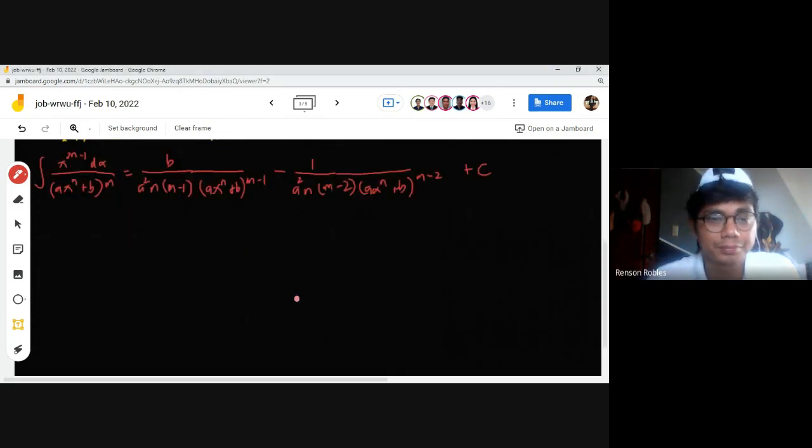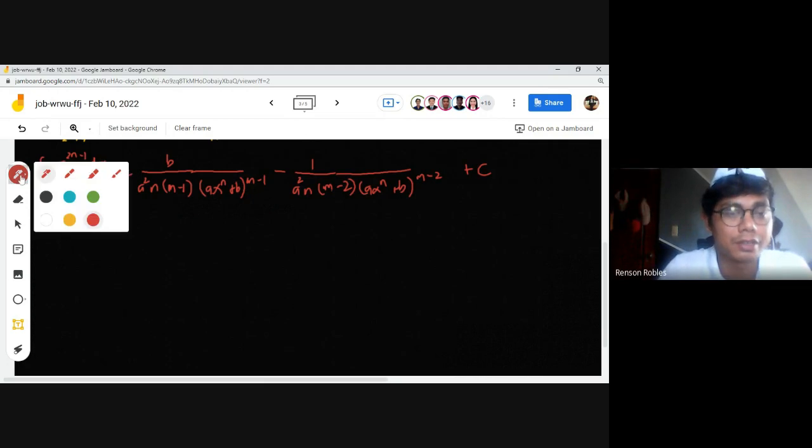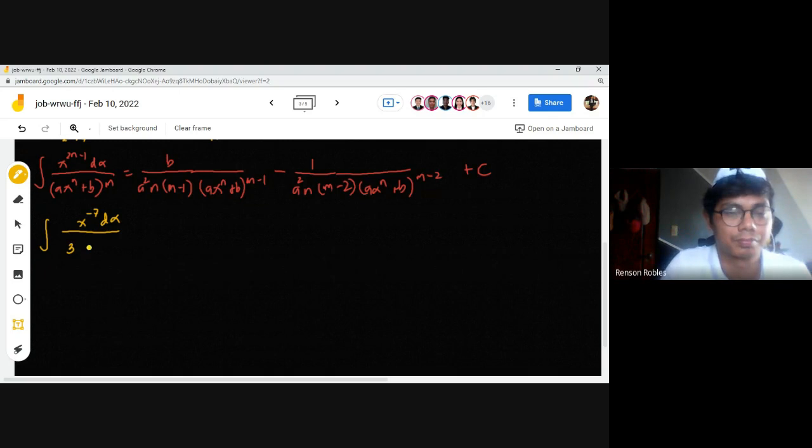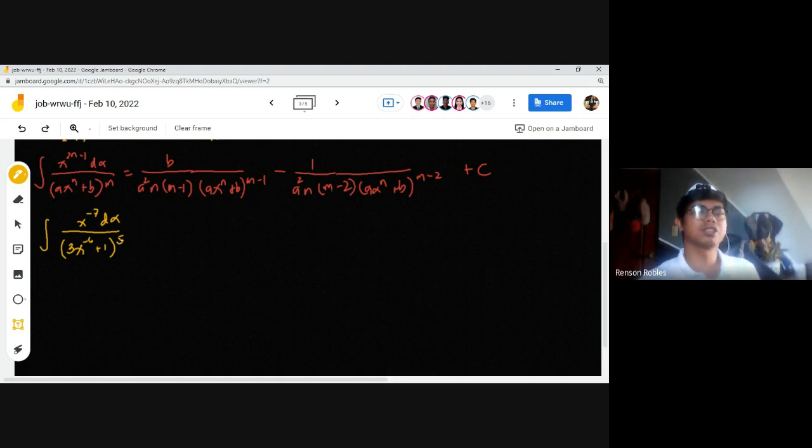Okay? Let's do it first in the long process. You have integral of, say, okay, 5 na lang. Okay. Verify first if it is in this form.